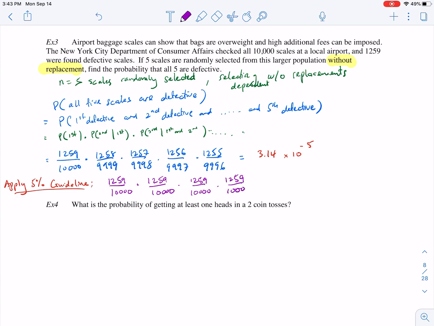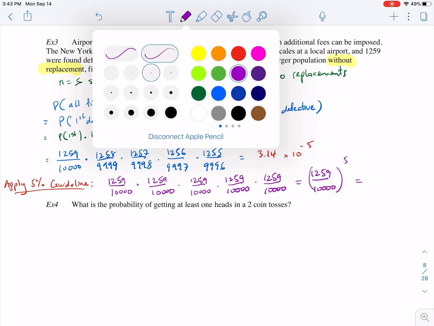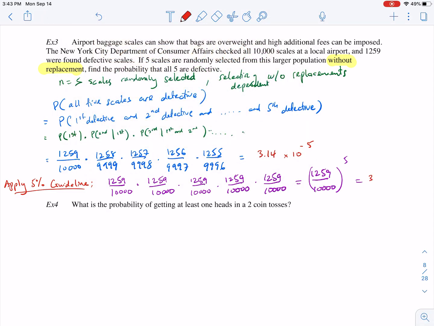1259 over 10,000 times 1259 over 10,000. Right? So it is the same thing as taking this number and raising it to the 5th power. So 1259 divided by 10,000, and then raise that to the 5th power. Now check this out. The answer we get from treating these as independent events is 3.16 times 10 to the negative 5 power. So not so much difference there, right? But doing it this way saves so much time with the computation of getting the answer.